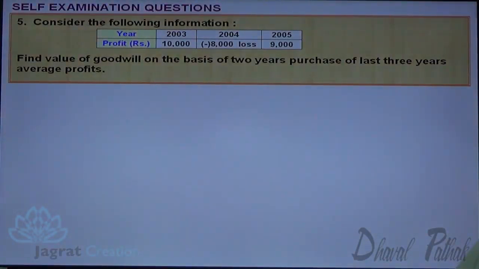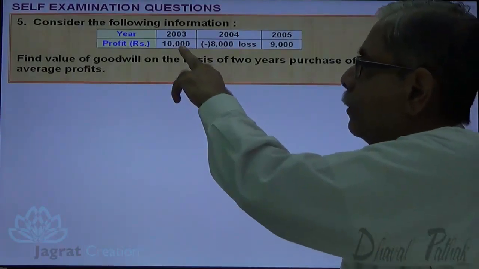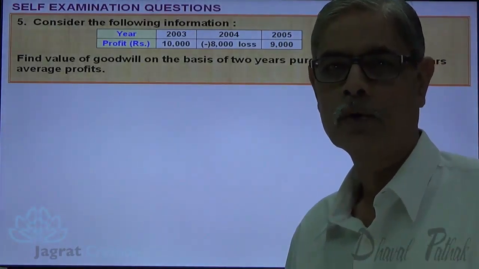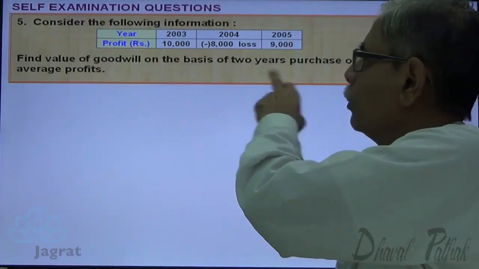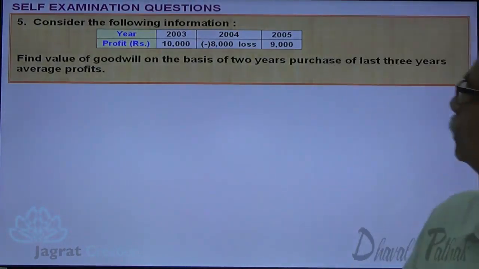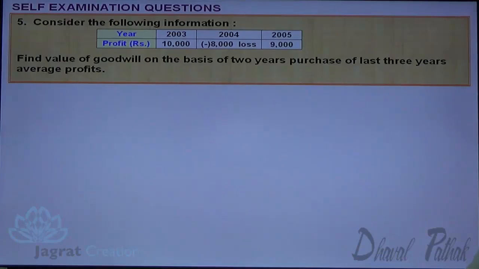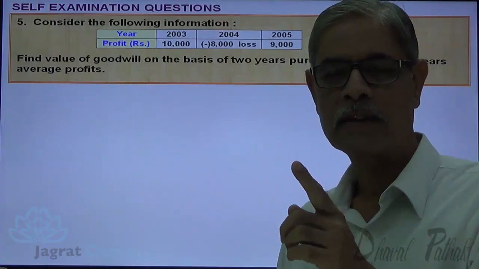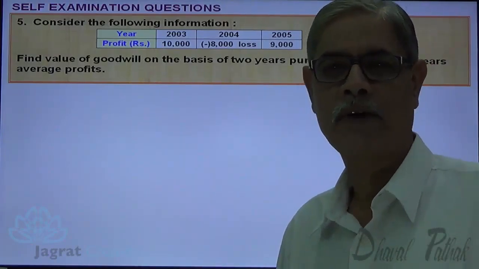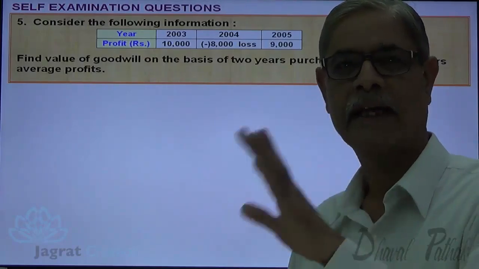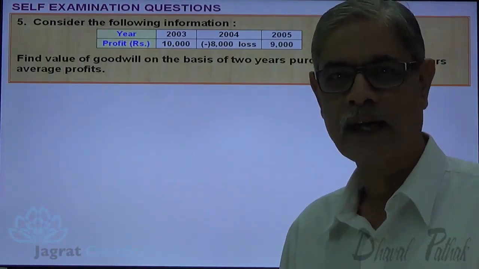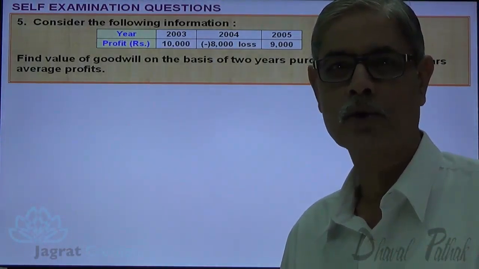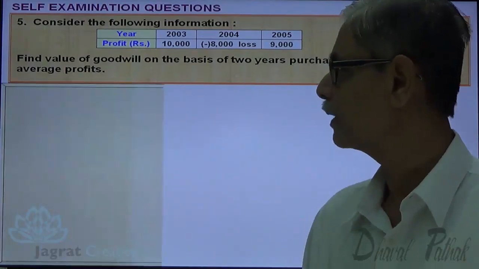Consider the following information. You are given the profit detail for 2003, loss for 2004, profit for 2005. Find the value of goodwill on the basis of 2 years purchase of last 3 years average profit. Now when you work out the average, losses are deducted from the profit because loss is a negative profit. So when you work out the simple average, 10,000 minus 8,000 plus 9,000, this is how you should work out the total profit for 3 years. Let us work it out.